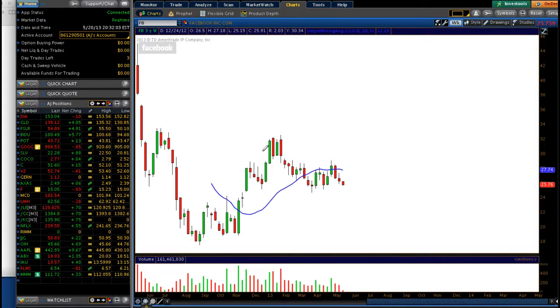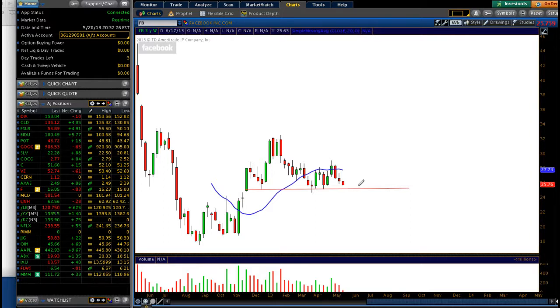There's good and bad about Facebook. The good thing is it looks as though it's found a level of support, right around the 25.5 level. The bad news is, again, this is a weekly chart. Three weeks ago we had a bearish engulfing pattern and it dropped below the 20-period moving average. So that's the weekly chart.